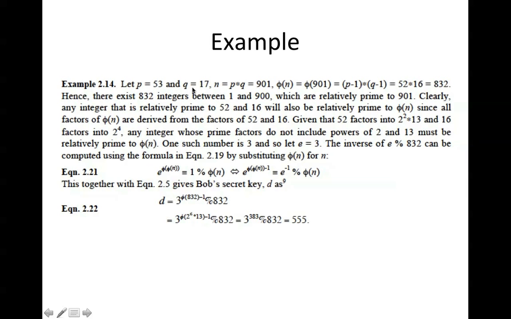Again, Bob knows these, but nobody else knows what they are. Bob also shares N, which is the product of the two, which is 901. This goes as one of the numbers of his public key. And then the totient of N is computed directly from P and Q, which will be this number, 832. So we got the totient.